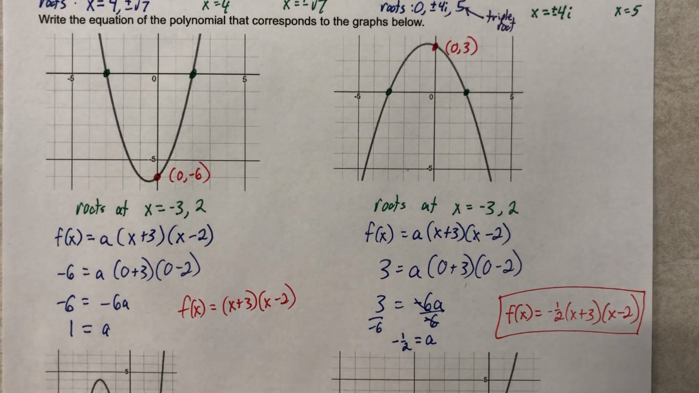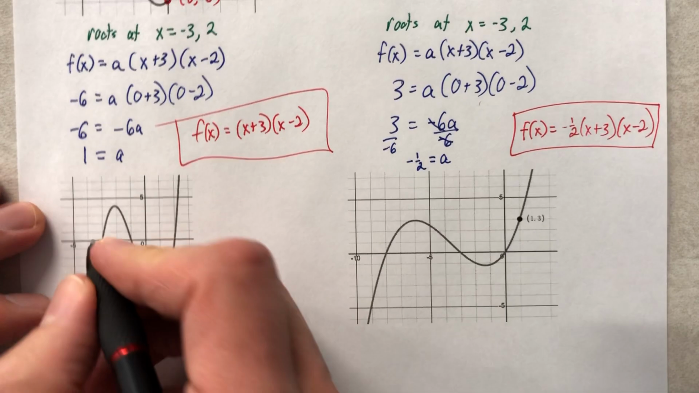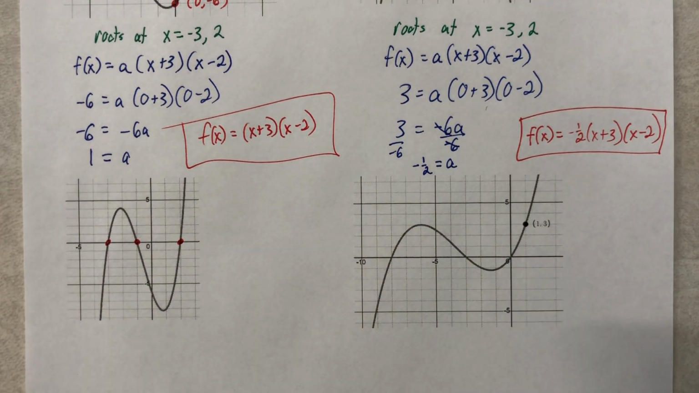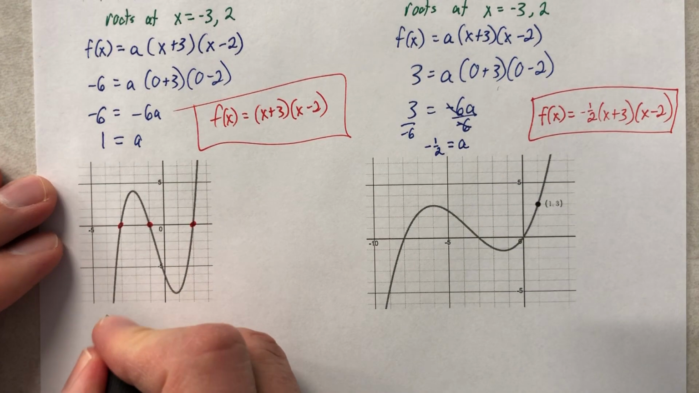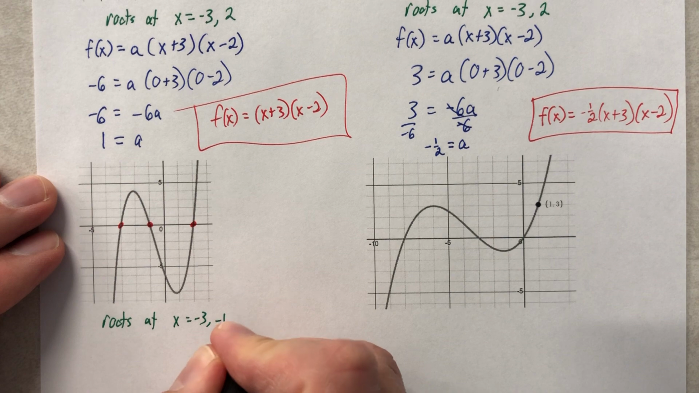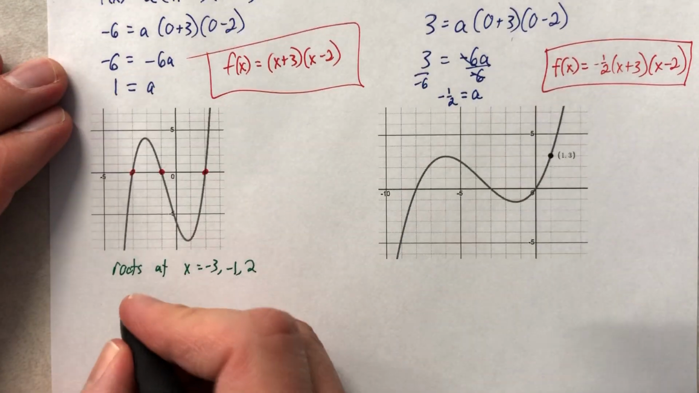If I handed you this, you'd say, oh, x-intercept at negative 3 and at 2, right? Okay, here goes. I hope you notice this point, and this point. Those 3 points, my friends, are the roots. We have roots at x equals negative 3, negative 1, and at positive 2. Therefore, we will write our function, and it will look like this.